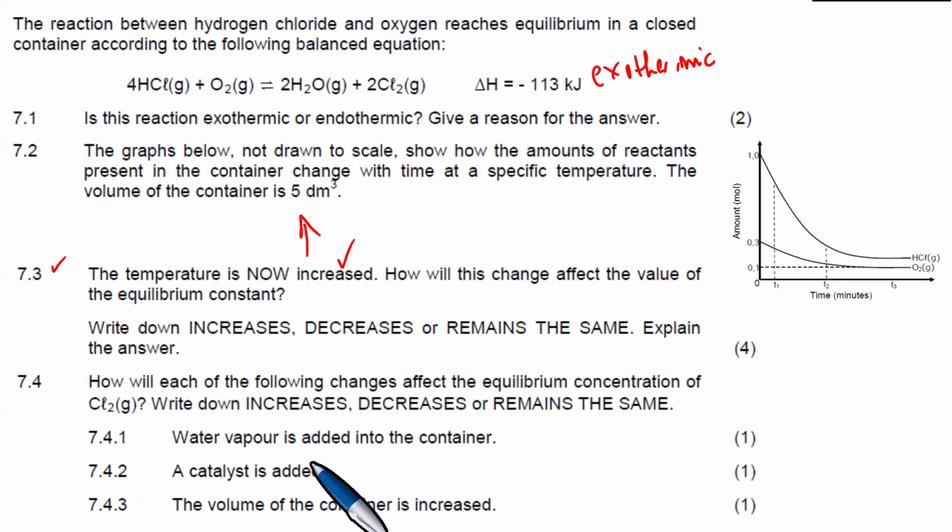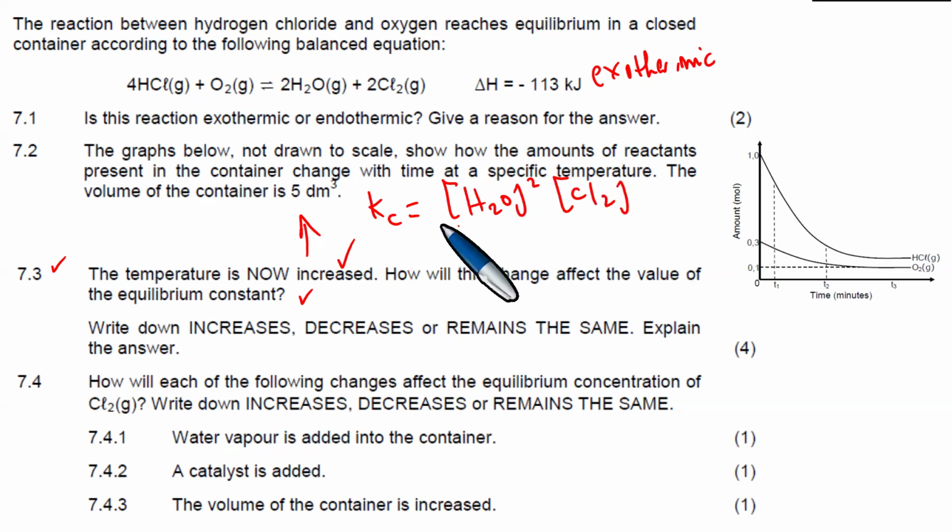So we're looking at question 7.3. How will this change, so the temperature increases, how will this affect the value of the equilibrium constant? First things first, the equilibrium constant is the concentration of the products over the concentration of the reactants.